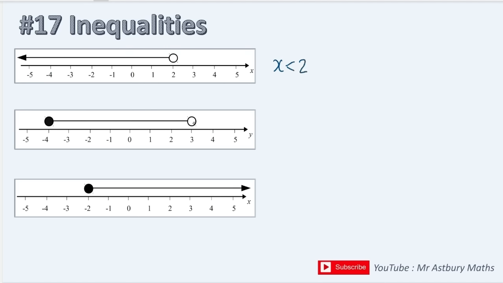Here we have, again, a hollow dot at 3, and then all the values are to the left of that, and then we've got a filled in dot at minus 4. And that means that the x values are in between minus 4 and 3. But because the dot at minus 4 is shaded, it can equal minus 4. So we have to put an equal sign underneath the less than sign.